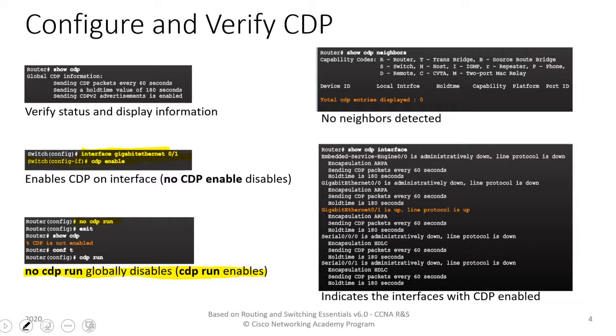Once CDP is enabled, then we can go and see information about various neighbors and other interfaces. We can see all the details of various things that are learned from the CDP protocol. The information that has been shared using this protocol can be displayed using this command.